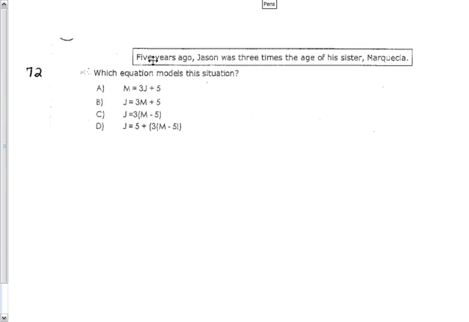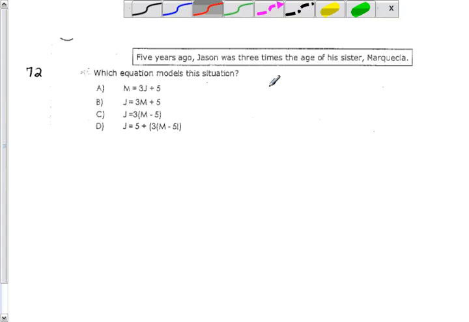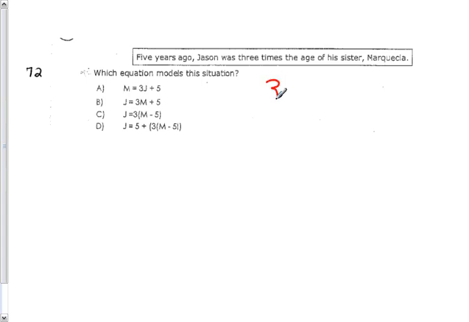So here we go. 5 years ago, Jason was 3 times the age of his sister, Markeisha, I guess is how you're going to say her name. So if we go back 5 years, then Jason would have been 3 times his sister. So 5 years ago, he would have been 3 times as old as she is, and that would have been 5 years ago. Now, when we want to model the situation, we're not sure, are we modeling the situation today or are we modeling the situation 5 years ago?